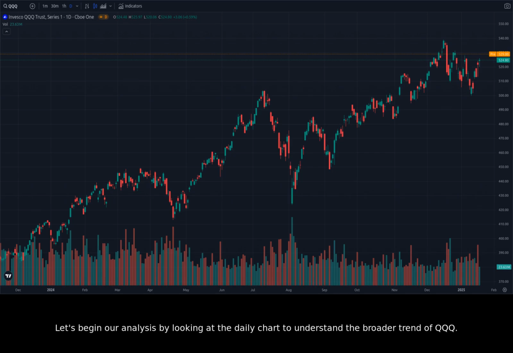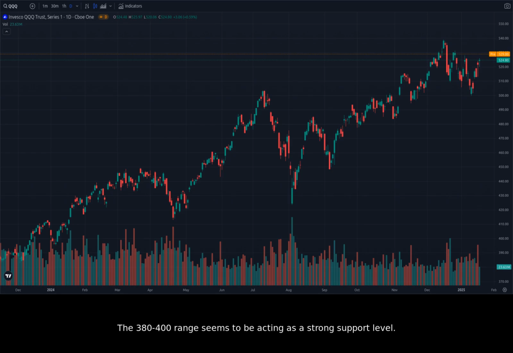Let's begin our analysis by looking at the daily chart to understand the broader trend of QQQ. Looking at the daily chart, we observe a recent upward trend in QQQ's price. This suggests bullish sentiment, with investors anticipating further growth. However, we also note some periods of consolidation and minor pullbacks.